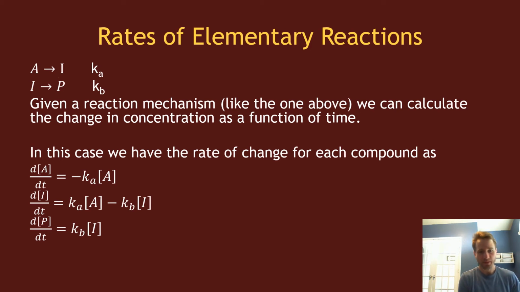So I have this mechanism, and I can write out these rate of change equations: the change of concentration of A as a function of time, the change of concentration of the intermediate as a function of time, and the change of concentration of P as a function of time. These are all very simple equations. A here is a reactant, so you get that minus sign. P is a product, so it's just dependent upon the rate of that second reaction. And I appears in both reactions, and it's getting formed in the first reaction and consumed in the second, so you have the plus and the minus there.